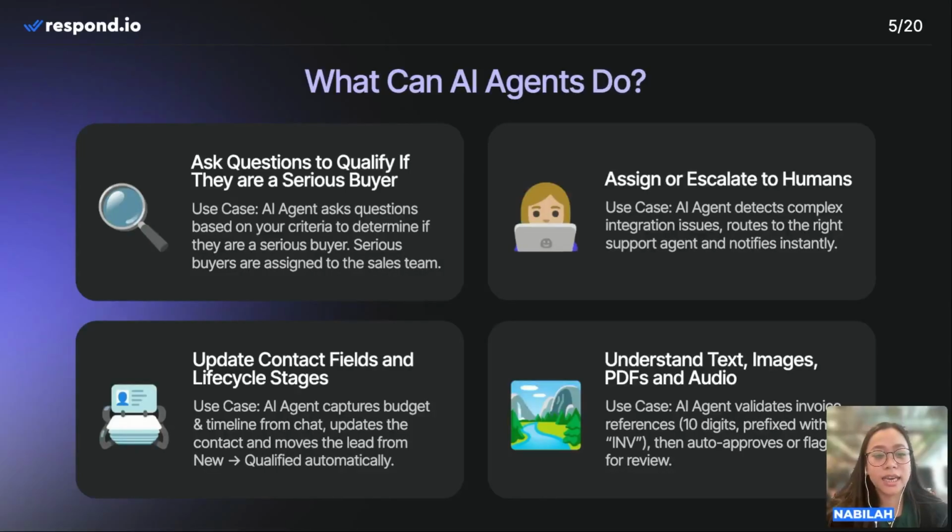And the fourth one I want to cover is that in industries like skincare, fashion, interior design or automotive, sometimes text is not enough. That's why our AI agent can understand more than just text: images, PDFs, and newly added audio. So the AI agent can validate, for example, invoice references, and also pre-approve or flag for review. So these are some of the capabilities.